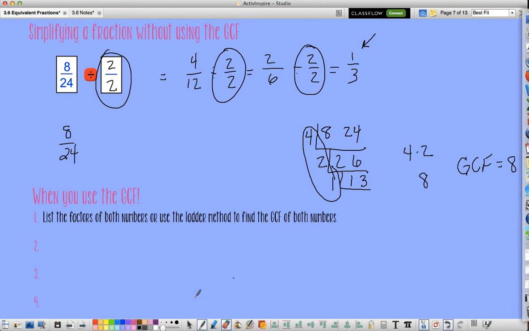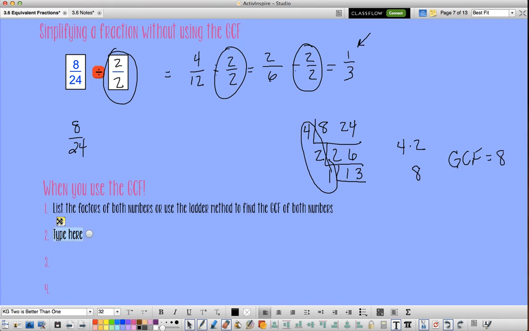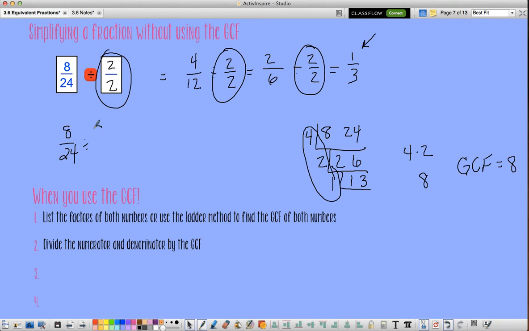Okay, so after I've found my greatest common factor of my numerator and denominator, I divide the numerator and denominator by the GCF. And I get 1 over 3. So my answer in simplest form is 1 over 3.